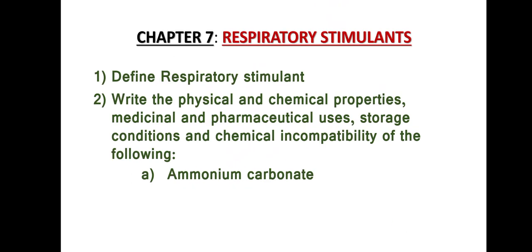Now coming to chapter 7, respiratory stimulant. First, you should know the definition of the respiratory stimulant. Second, write the physical and chemical properties, medicinal and pharmaceutical uses, storage conditions, and chemical incompatibility of the following ammonium carbonates. So whatever may be the topic, first you should know the definition of that topic very much with examples.